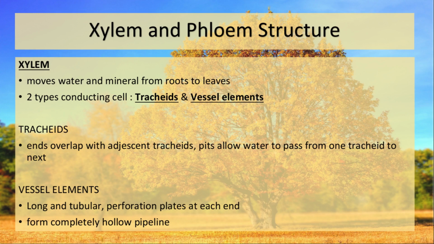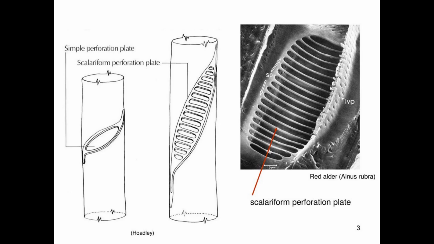The next type of cell is vessel elements. It has a long and tubular shape. It has perforation plate at each end to form complete hollow pipeline.